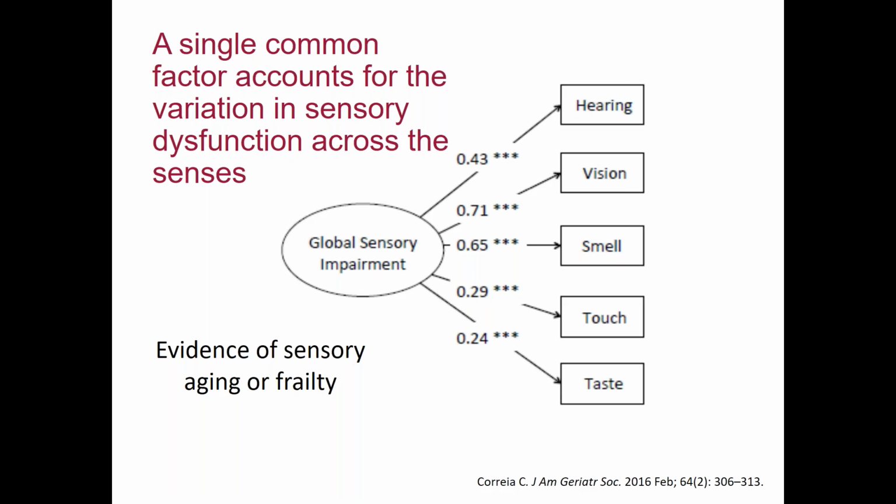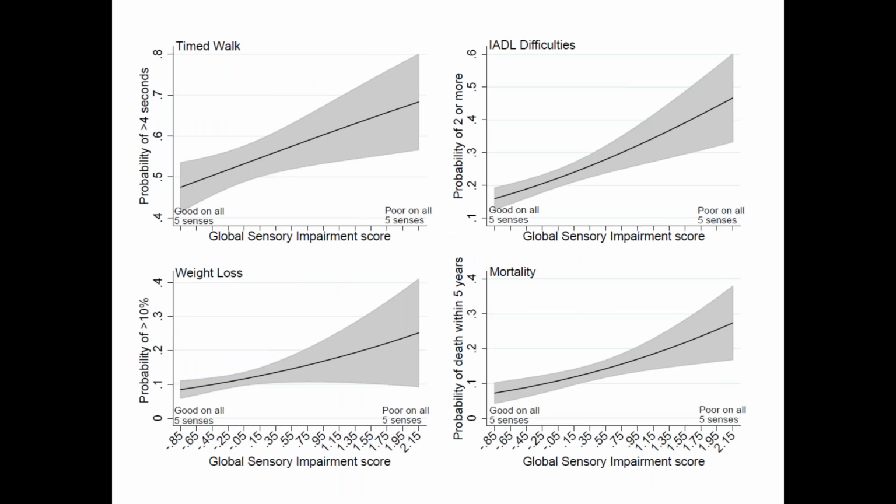And you might think about that like how we think about physical frailty having some common components. We're positing that sensory aging also has an underlying framework and biology. And we can see how that global sensory impairment score predicts really important outcomes that are related to physical function and frailty and mortality.